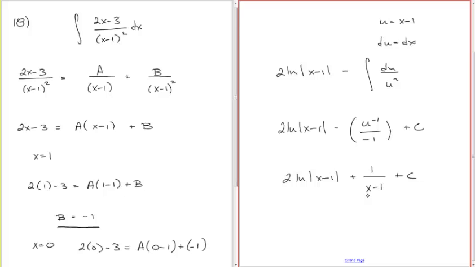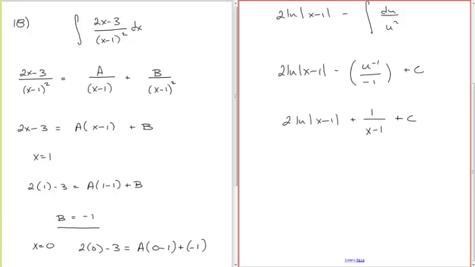So anyway, that's problem number 18. And I'm looking at the answer in the book, which is correct. There is one additional thing we could do, which is the fact that you could take this square inside. Now, they don't do this in the book, but I'm surprised they don't. But what you would have is natural log of x minus 1, the whole thing squared, plus 1 over x minus 1 plus c.